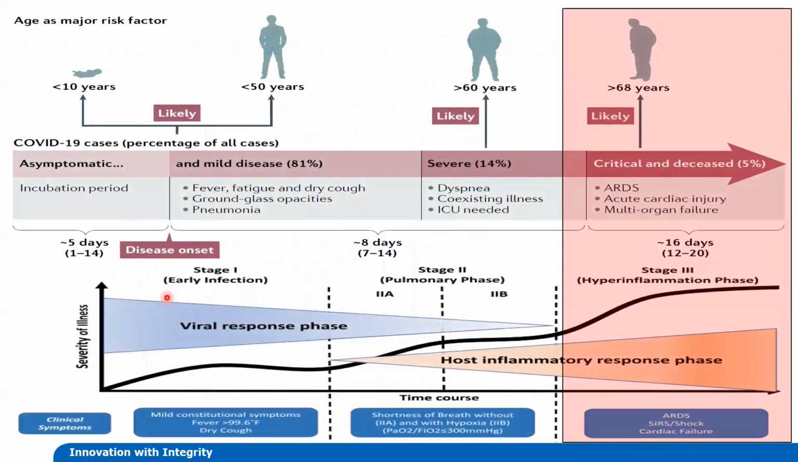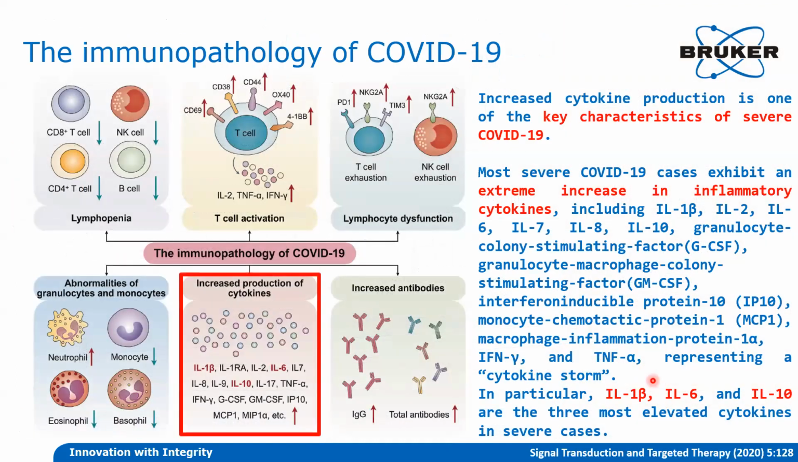As you know, we will focus a little bit on the more severe case, because this is the critical level, which usually involves acute cardiac injury or multiple organ failure. When you look into the immunopathology of COVID-19, for those people who suffer from severe COVID-19 disease, a key characteristic is the increased production of cytokines. There are many types of cytokines present in our human body.